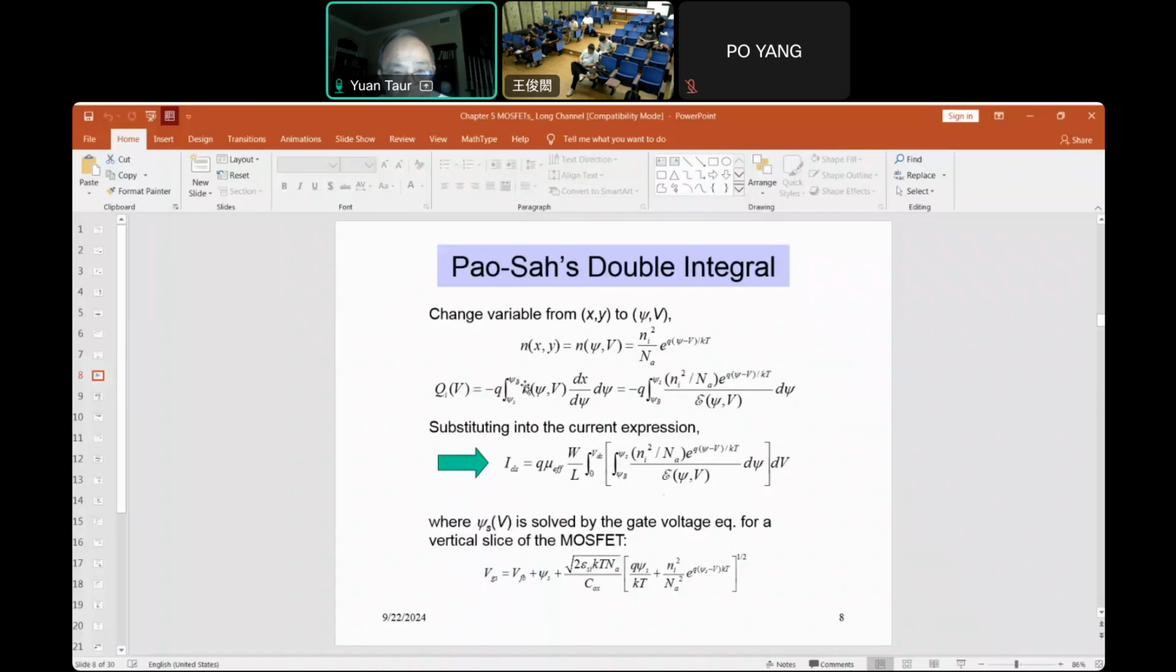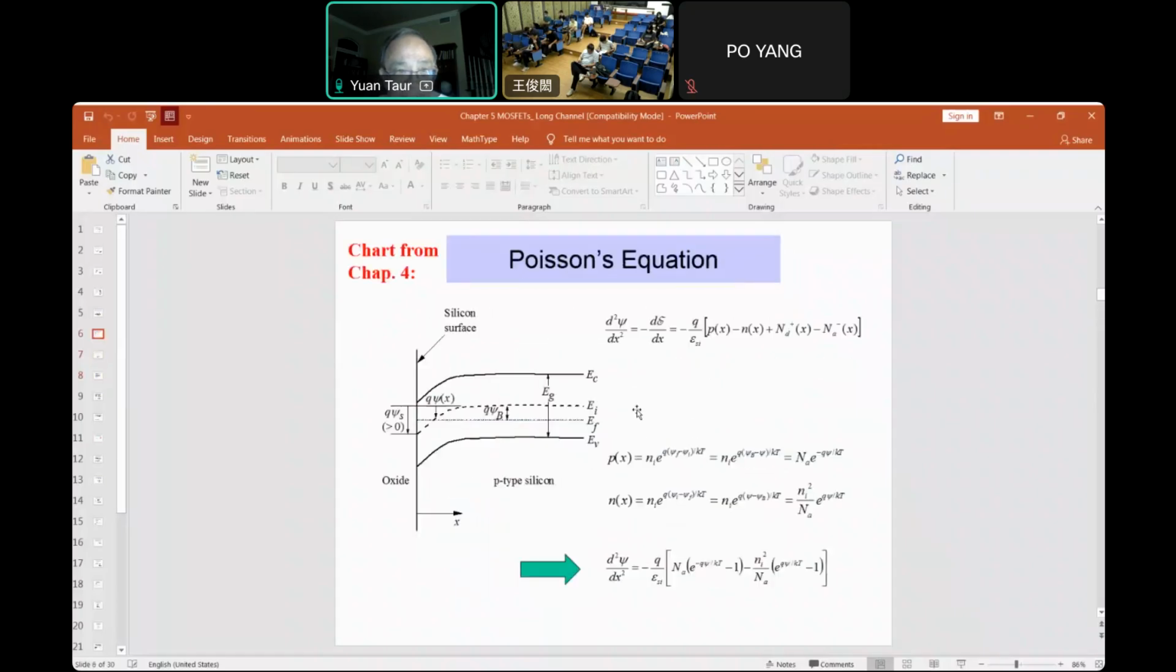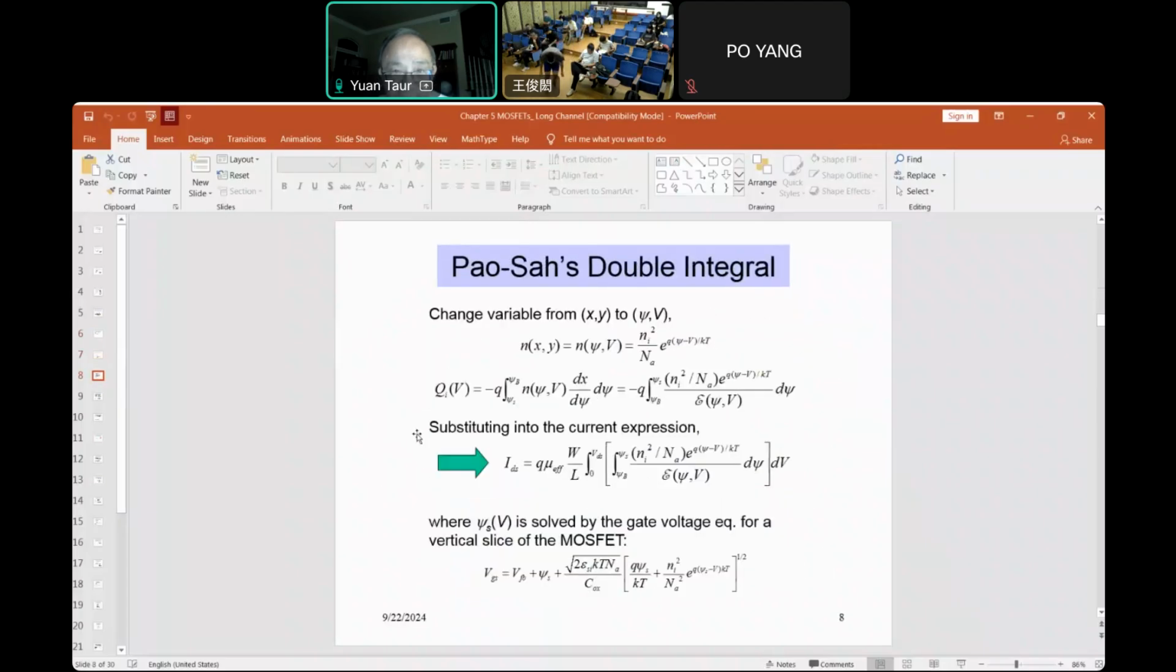I change the integration variable from x to psi. Psi at the surface of course is psi s, and the lower limit is psi b, which is basically the intrinsic limit. So it's from psi b to psi s. And so furthermore, we have to solve for psi s. The psi s is this one that we have from chapter 4.